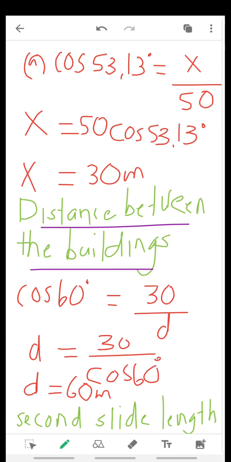So this is what I've done. I said cos 60 degrees equals 30 all over d, making d the subject of the formula. I found that d was 60 meters, which is the second slide length, the length of the second slide. Okay, well done. Now let's go to B.